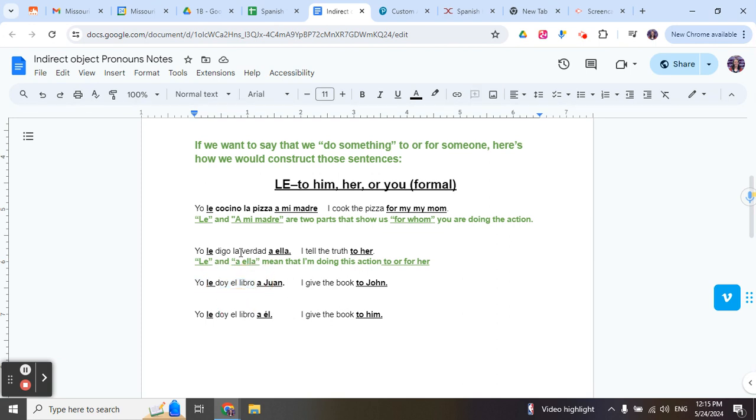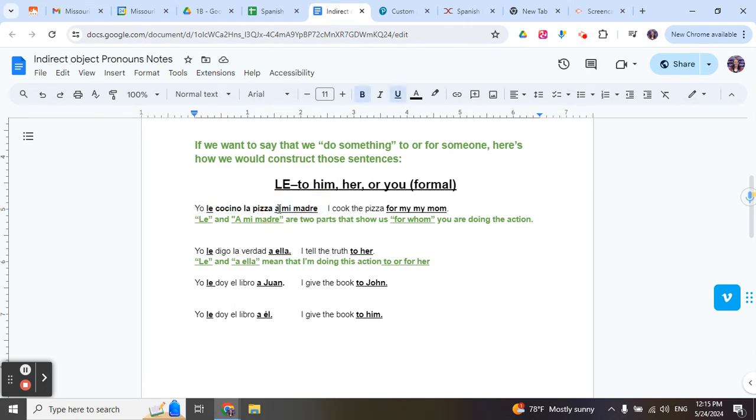The question here is, to whom or for whom am I cooking this pizza? To whom am I telling the truth? To whom did I give the book? Well, the answer to these questions is the indirect object. And the pronoun that goes with your indirect object are these things that you see in the chart, this le. Okay, so this whole sentence all together means I cooked the pizza for my mother.